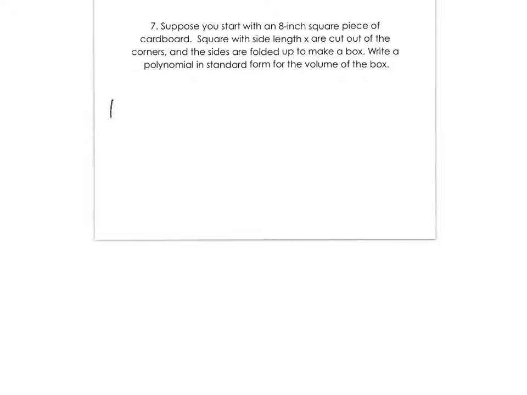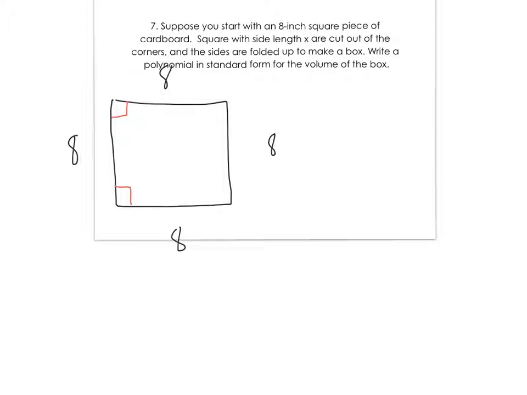So if I draw a box here, like this, I know that I start with 8 inches, so 8's on all the sides of this box. And I know that I'm cutting out corners here, in each corner, little squares that are the same length, and those are side length x. So each of those side lengths are x. I'm going to fill those in. Okay, now what I want to do is figure out this volume.